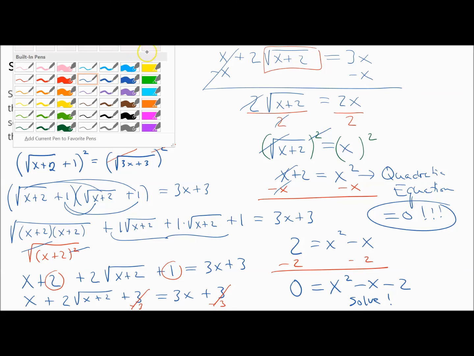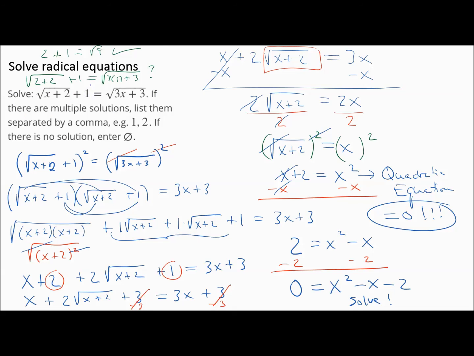Now I'm going to check, I don't want that color, I want purple. There we go. Now I'm going to check the other answer. Remember the other answer was negative 1? Let's check it. So square root of negative 1 plus 2 with the plus 1 on the outside, is that really equal to the square root of 3 times negative 1 plus 3? Well, that's the square root of 1 plus 1, so overall on the left we have 2. On the right, I've got negative 3 right here plus 3, that's the square root of 0. You know what? That's not true. That says 2 equals 0, because the square root of 0 is 0, and that didn't work out, right?